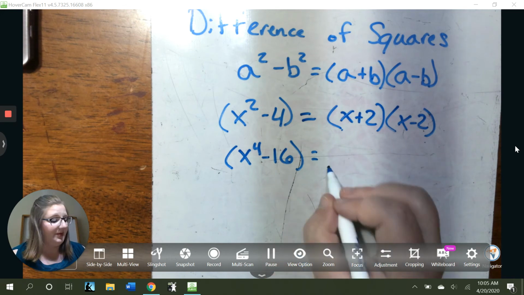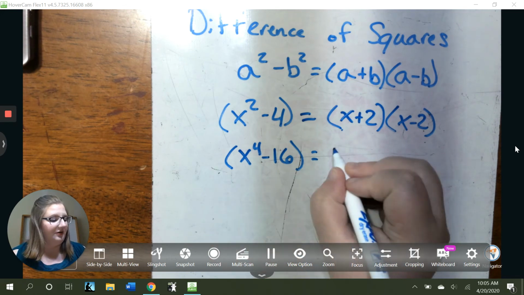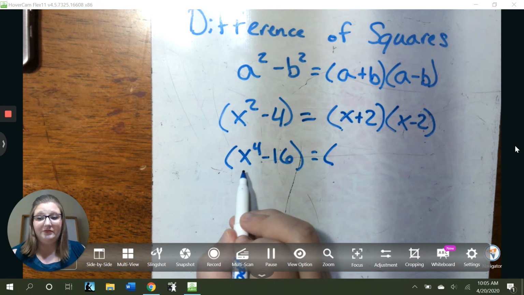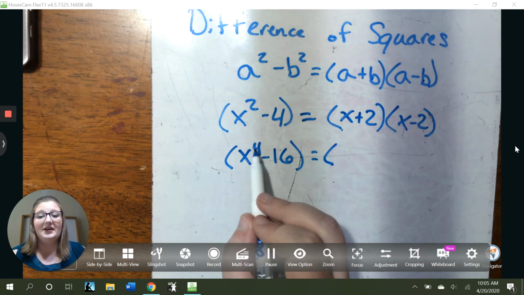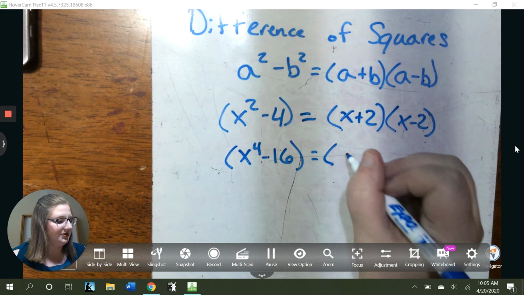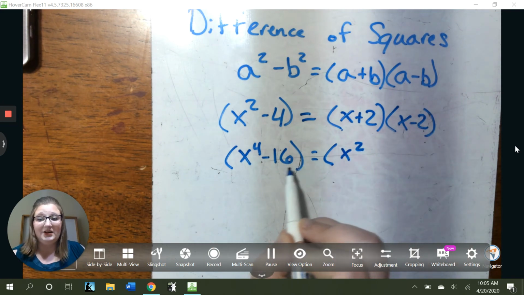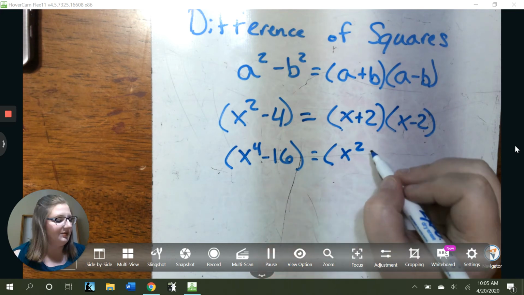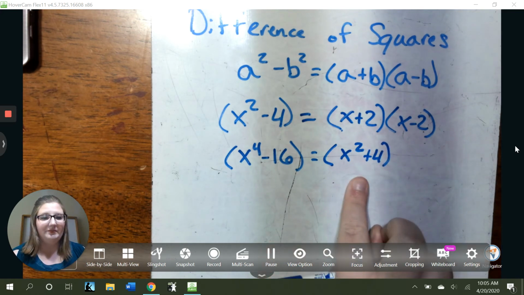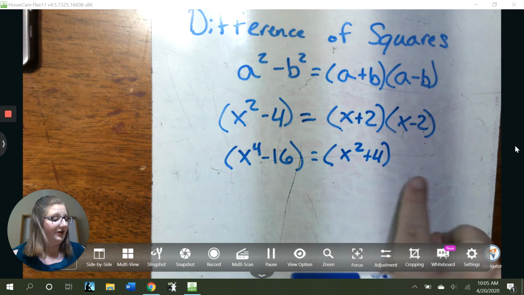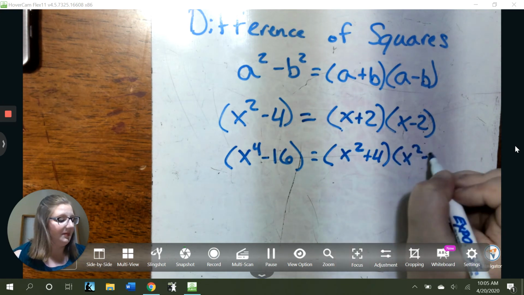So when we write it in our factored form, we take the square root of x to the 4th, and when we take the square root of x to the 4th, we get x squared. And then we take the square root of 16, which is 4, and we write x squared plus 4 for the first factor. And for our second factor, we write x squared minus 4.